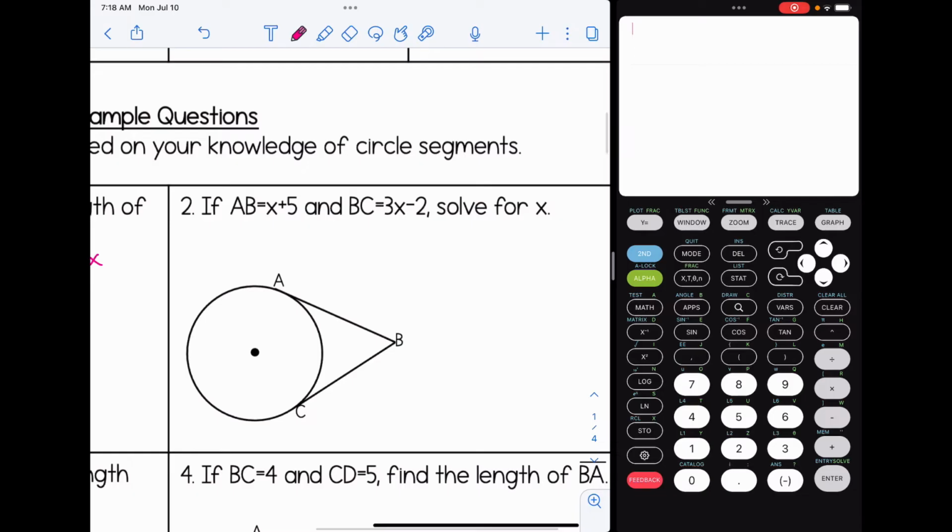Number 2, if AB is equal to X plus 5, every time I read a question, I'm going to label as I talk here, and BC is 3X minus 2, solve for X. Well, this is the scenario where you have two tangents that meet at the same external point, and that means they're equal to each other. So X plus 5 is equal to 3X minus 2. And I'm going to get my variables on the same side and my numbers on the same side.